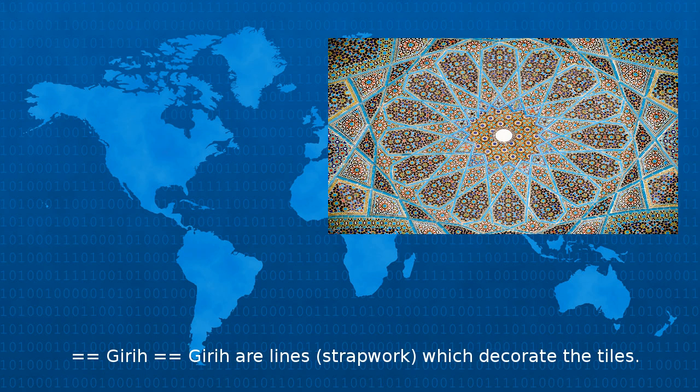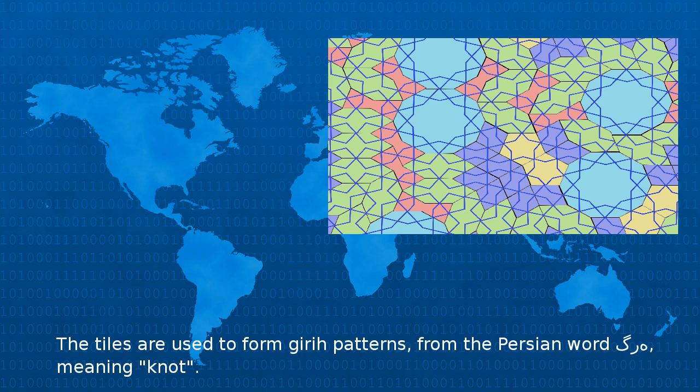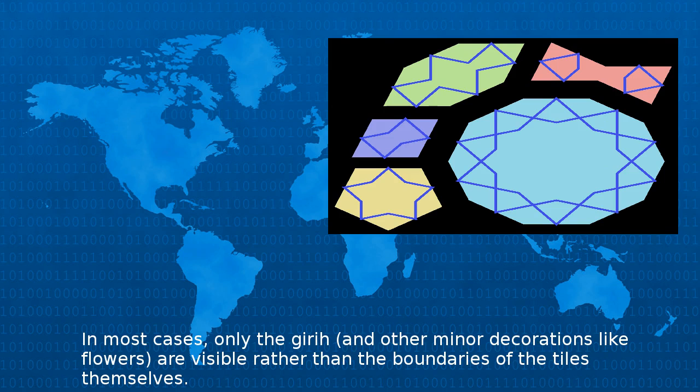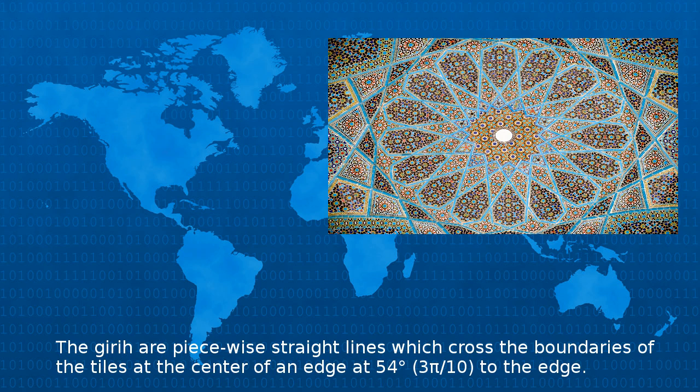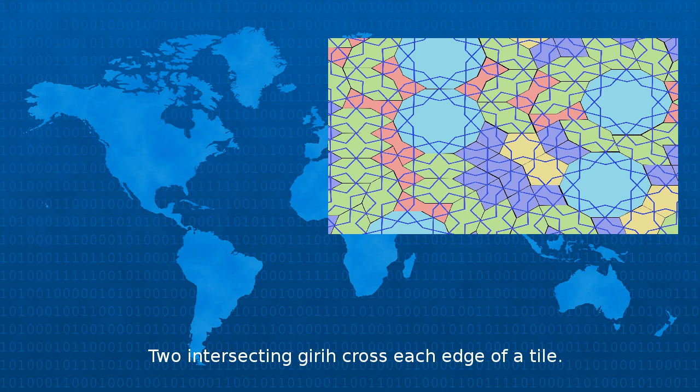Girih are lines, strapwork, which decorate the tiles. The tiles are used to form girih patterns, from the Persian word meaning knot. In most cases, only the girih, and other minor decorations like flowers, are visible rather than the boundaries of the tiles themselves. The girih are piecewise straight lines which cross the boundaries of the tiles at the center of an edge at 54 degrees, 3pi/10, to the edge.